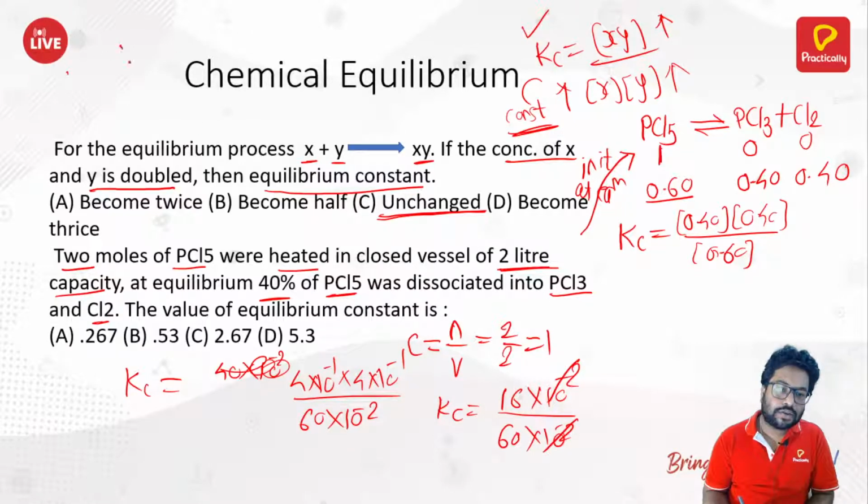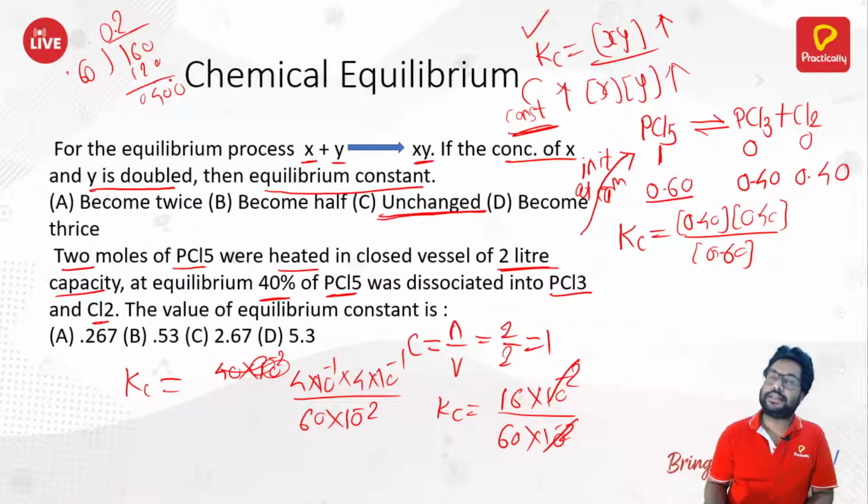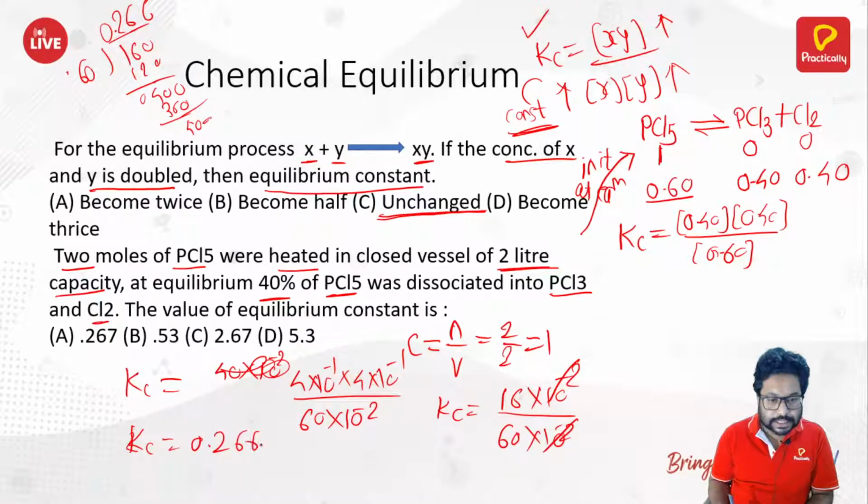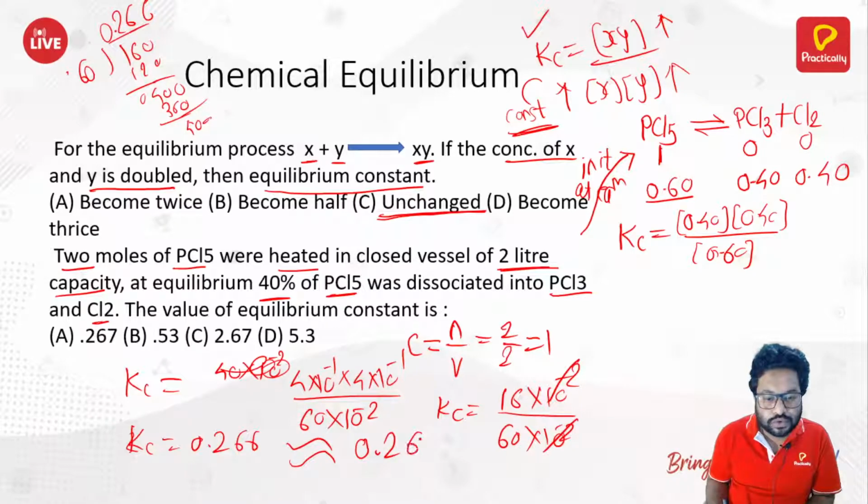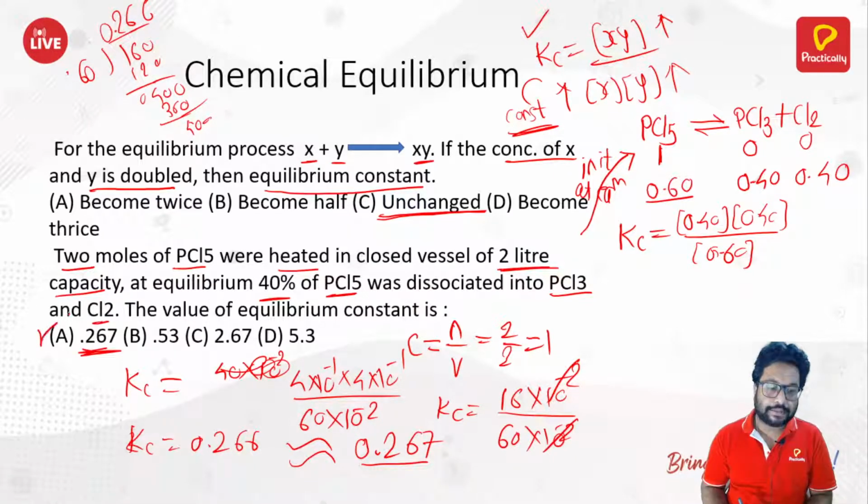You got Kc is equal to 16 by 60. So 16 twos are 120, then you got 400, 16 sixes are 360. Again you got 400. So you basically get Kc is equal to 0.266. By using significant figures, it becomes 0.267. And that is why our answer here is 0.267. Okay, that means the answer is A.